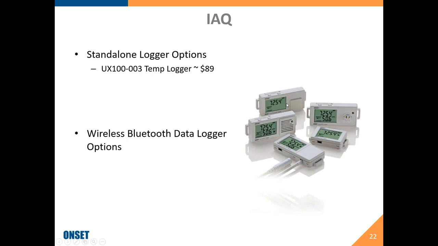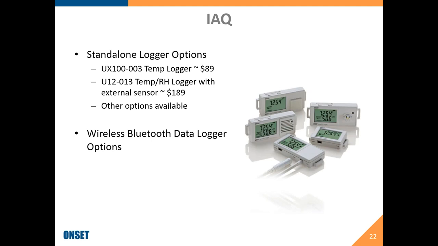All right, so the next application that we're going to talk about is air quality. In the indoor air quality space, we have numerous options for logging the air quality in an office or other indoor environment. Our most basic offering is likely the UX100003 temp logger. This would be the square looking logger pictured here towards the right. The logger is inexpensive, low profile, and accurate for deployment inside a facility.